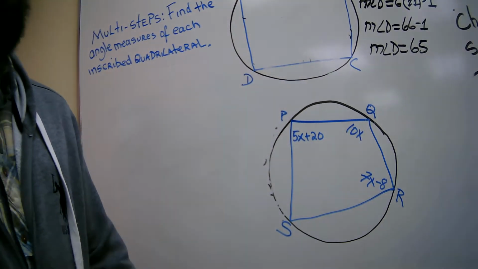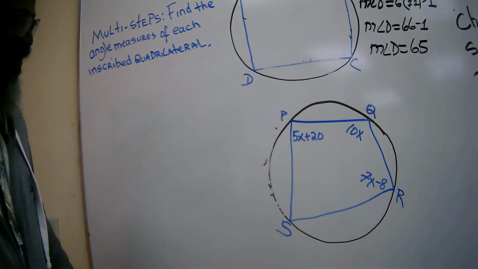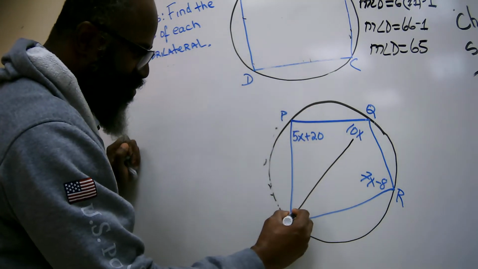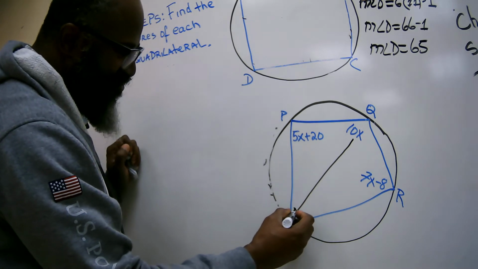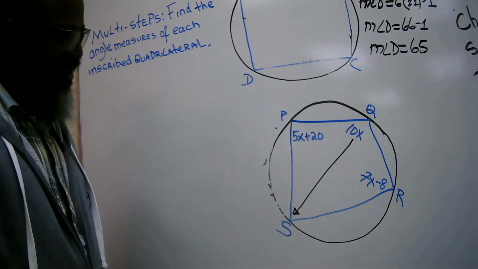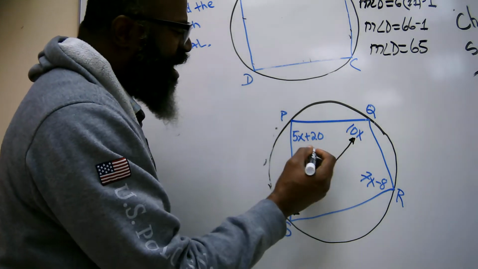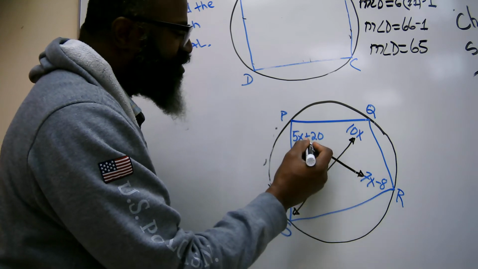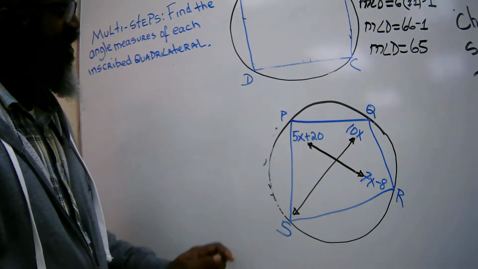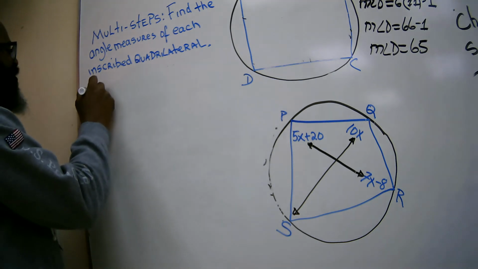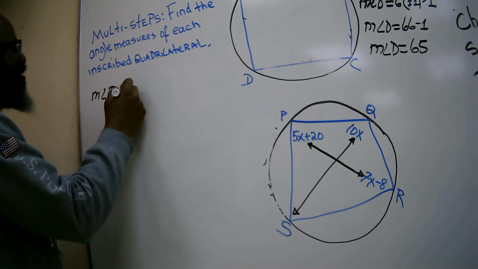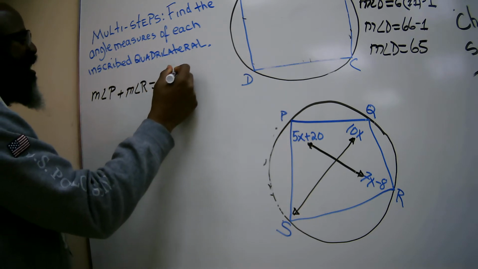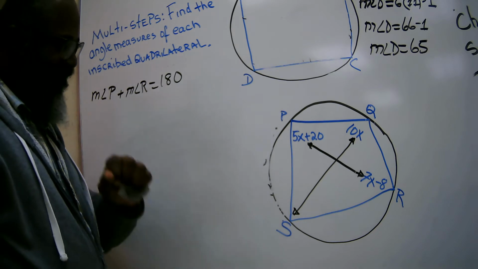In this case, they give you those expressions. I know Q and S will be supplementary, but in this case, they don't give me anything for S. S is blank, so I will leave this for a while. Then I will go this way. P and R are opposite, they are supplementary. Then I can write my model equation. The measure of angle P plus the measure of angle R is equal to 180. That will help me get what x is.